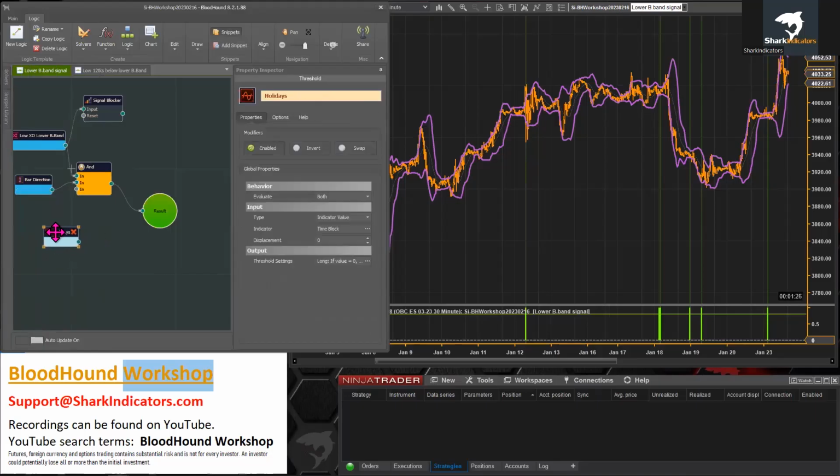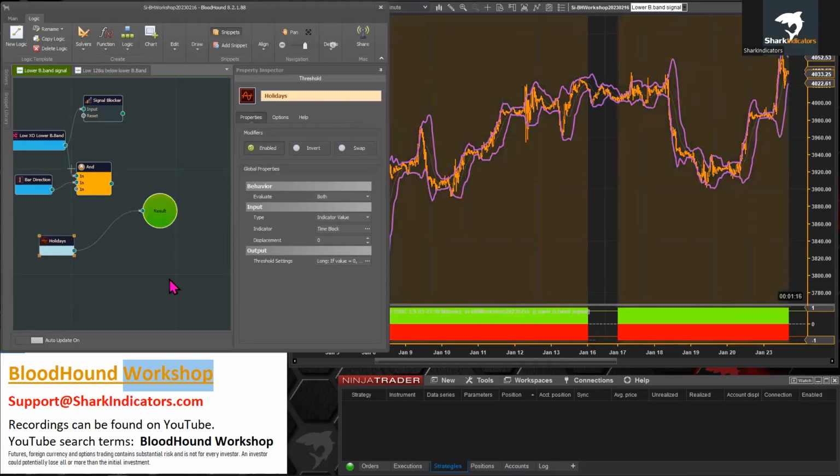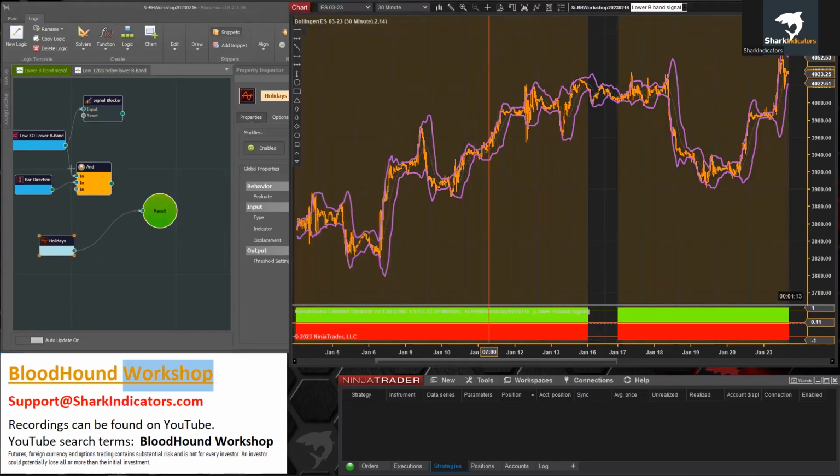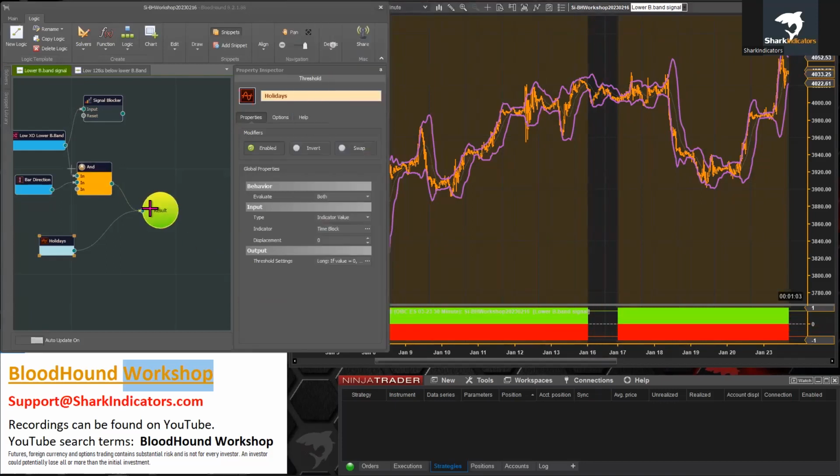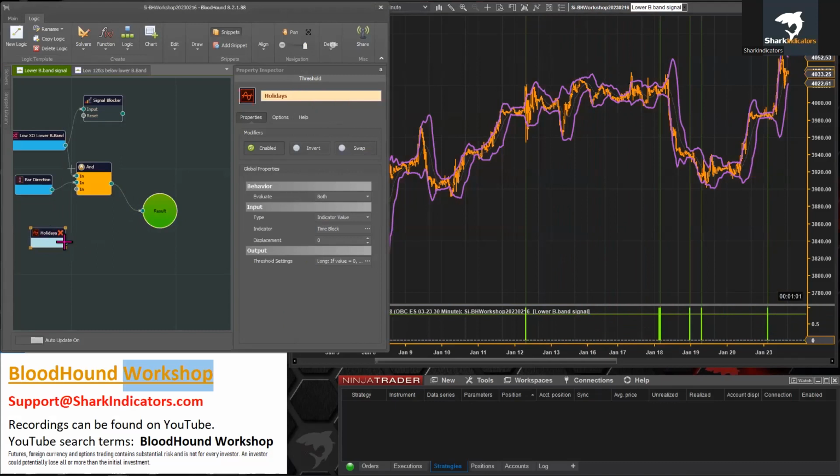But again, the way these time-based signal restrictions work is you want to see an output when trading is allowed, and when there is no output, that's when the signals will be blocked. So I can just take that and connect it into the AND node, and there you go.